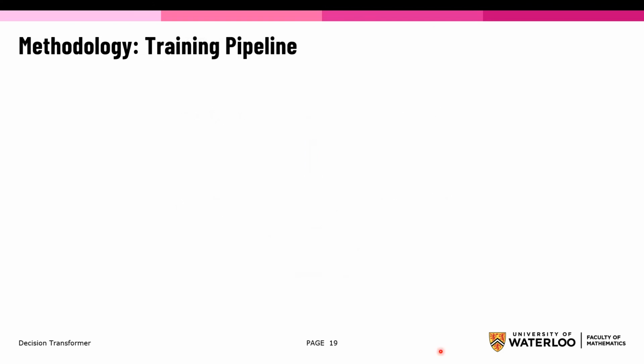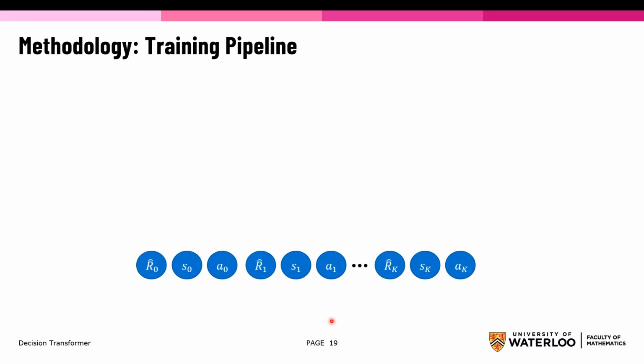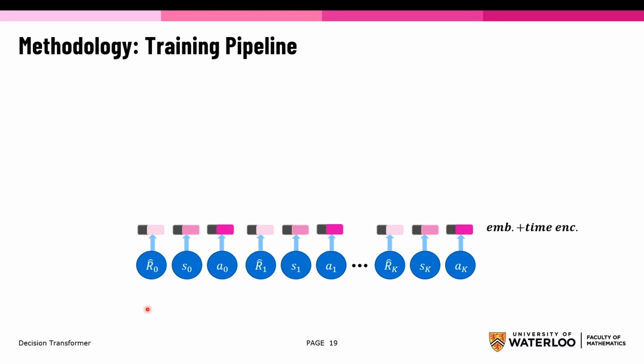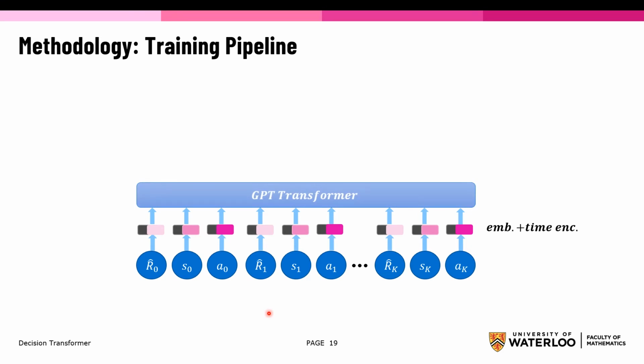So how do we actually train our model? We start with taking a subsequence from the existing trajectories, which has a context length of k, and we call these input tokens. We then pass each token type to a unique linear encoder that gives us an embedding for each token, and we also add to them a time embedding that gives the model a notion of the time step for each of these tokens. We pass all of these embeddings to the GPT transformer.